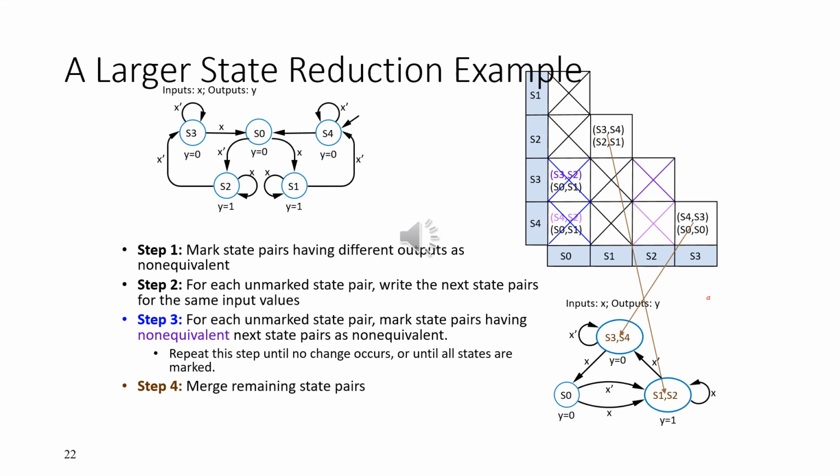So we will reduce the state diagram over here. You can see we will merge the remaining state pairs. S0 is the only one left which is not merged. S3 is merged with S4 and S1 is merged with S2. We will reduce it and redraw the state diagram with all the inputs and outputs over here. So S0 has output y equals 0, S3 and S4 have output y equals 0, and S1 and S2 have y equals 1. Complete the graph.